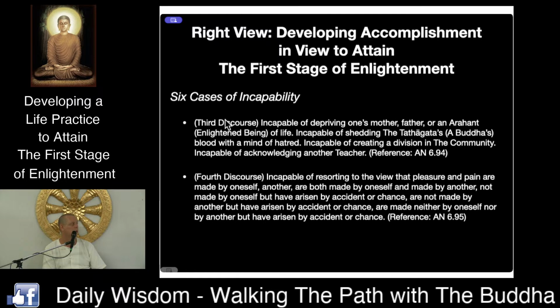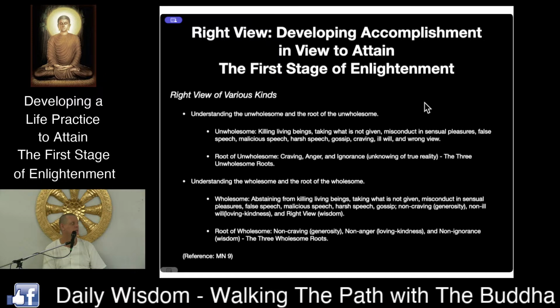Okay, so this is one thing that you'll need is develop these 6 cases of incapability in order to have accomplishment in view. Here's some more that the Buddha talks about to attain accomplishment in view. So there's right view of various kinds. He talks about understanding the unwholesome in the root of the unwholesome. So what the unwholesome is that he describes is the killing of living beings, the taking what is not given, the misconduct and sensual pleasures, this sexual misconduct, these are his words, false speech, malicious speech, harsh speech, gossip, craving, ill will, and wrong view.